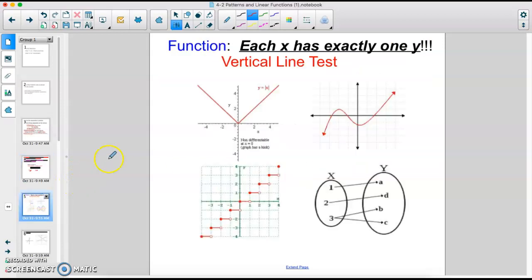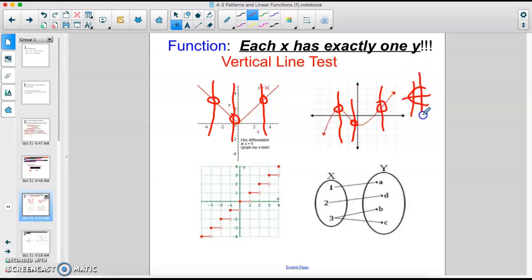So, talking about a function now, just some vocab for you. A function says that each x has exactly one y. You can test that with the vertical line test on a graph. Here it only crosses one time, that's good. Here it only crosses the graph one time. Here it only crosses the graph one time, etc. If you get a graph that looks like this, all of a sudden it crosses twice. That's a problem. So this one would fail. But these two work, so they are functions.